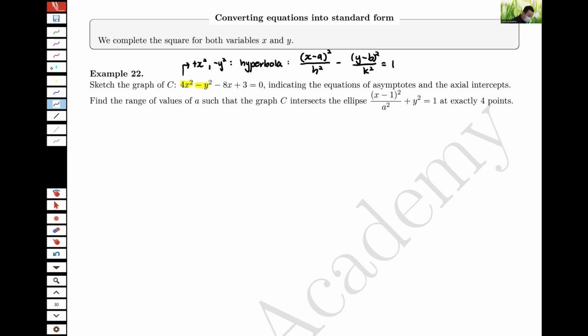And how to do standard form? To convert equations to standard form, complete the square for both variables, because you want to end up with something squared on both. So let's start solving. I will take this equation, but I will be grouping up the x together. So we have 4x squared minus 8x minus y squared plus 3 is 0. To complete the square, I need to factorize out 4.